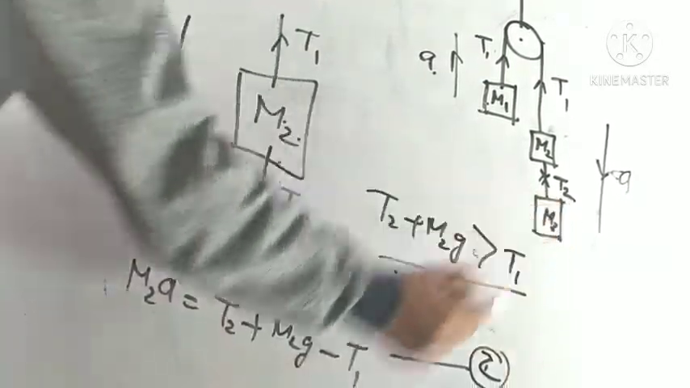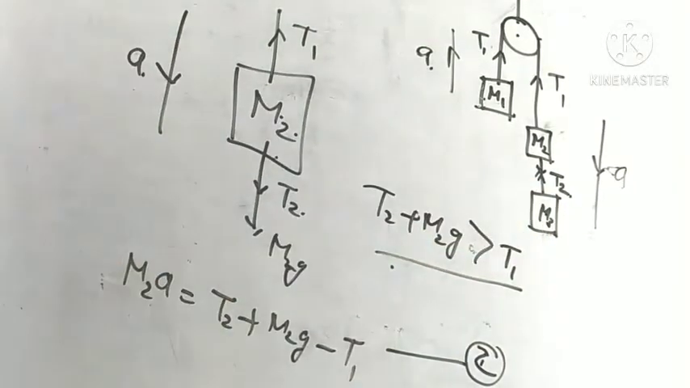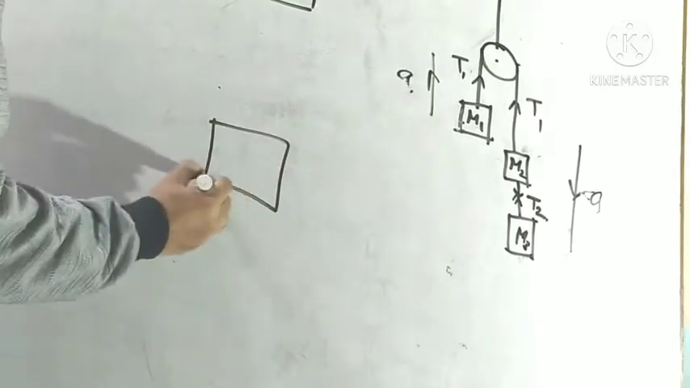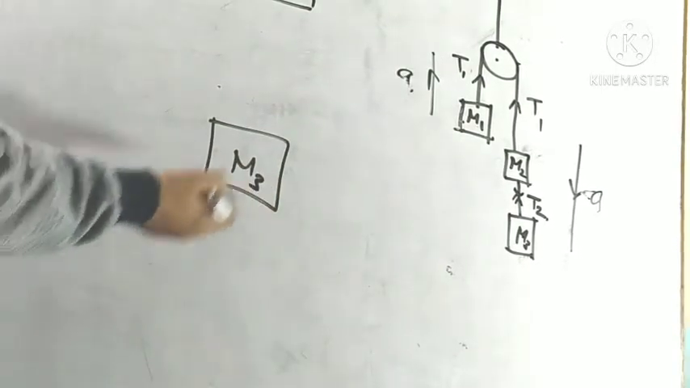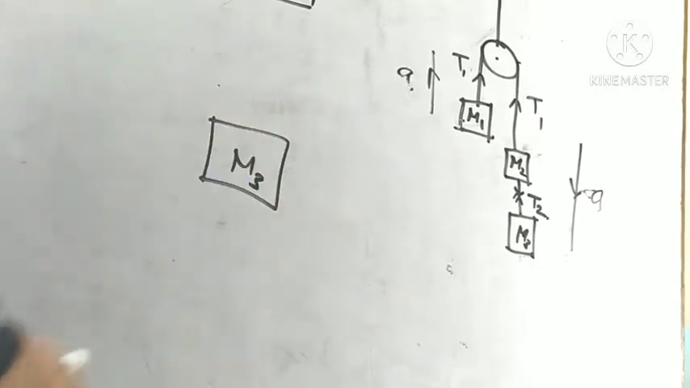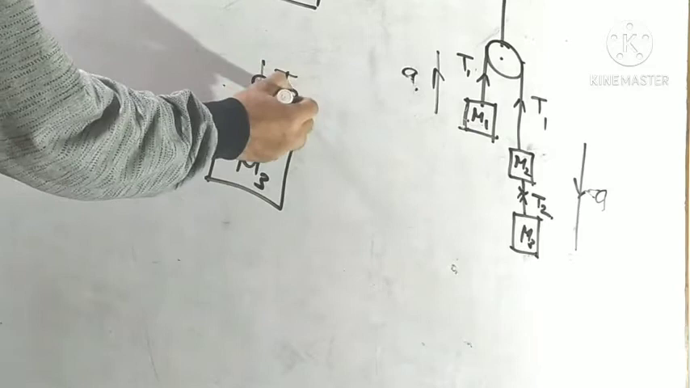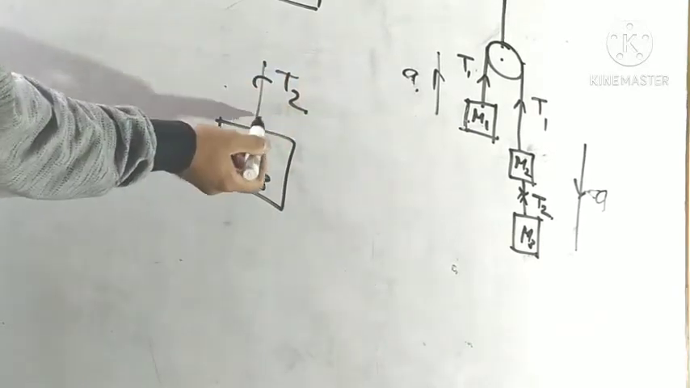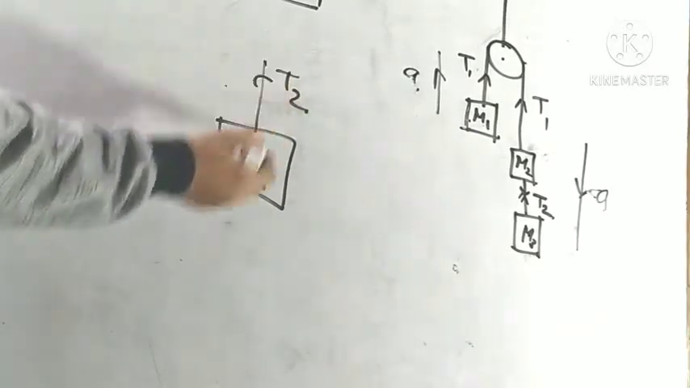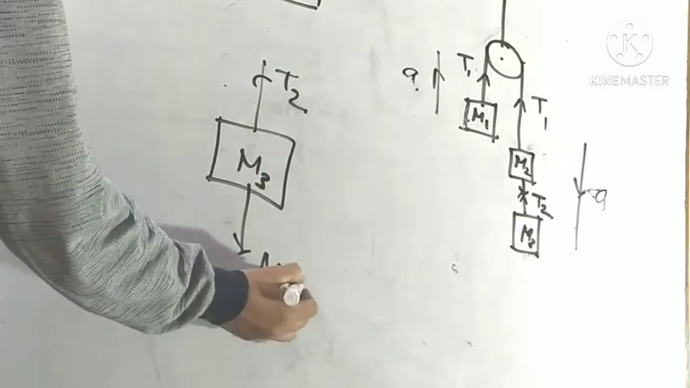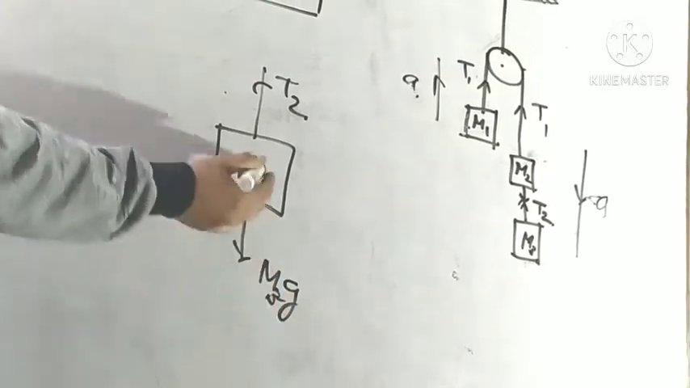Now we discuss M3. This body will move vertically downward. How many forces are working on this body? Tension T2 in the string, which works vertically upward, and the weight of this body, M3G, vertically downward. Sorry, this is the body M3.